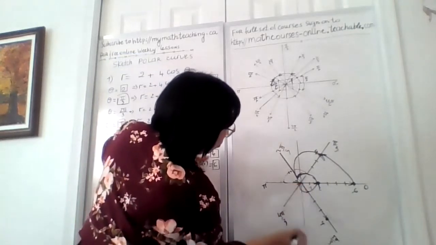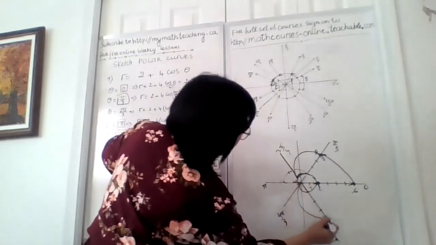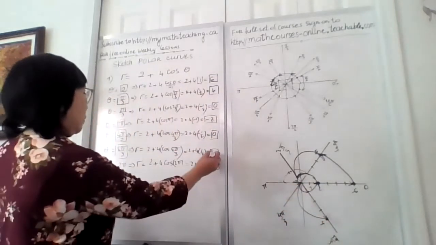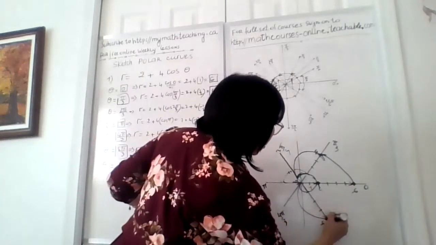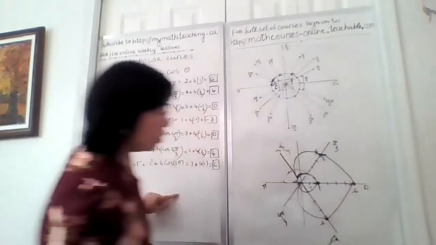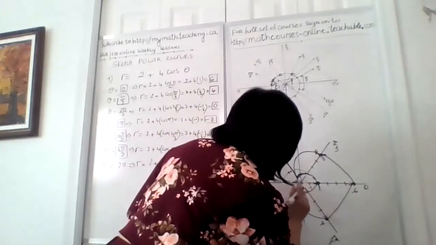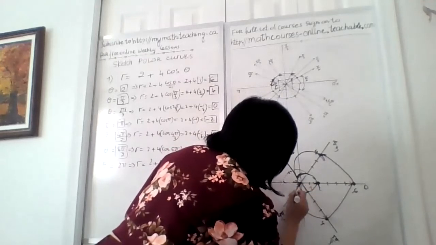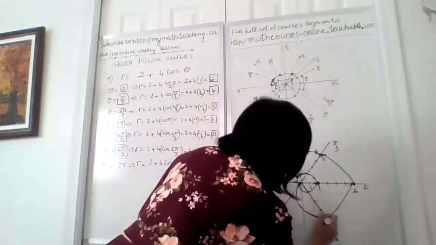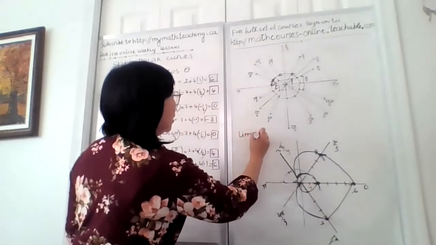So from 0, you go to 4, this. And then from 4, you go to 6. So here, that's how the shape of the limaçon looks like. How it looks like, right? And we call this a limaçon.